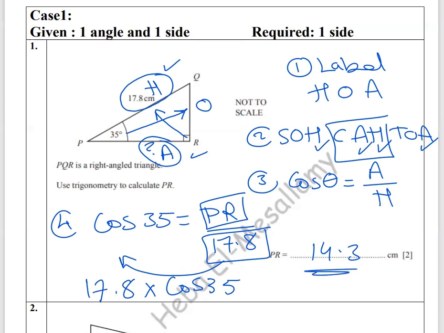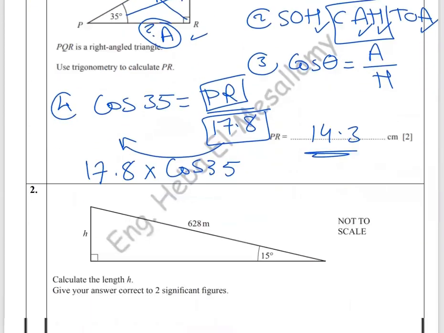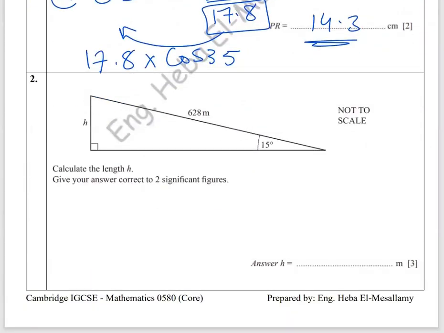That's the final answer for this question. Let's see the second one. Calculate the length h. Here I'm given also a side and an angle, as I told you at the beginning. So we are going to start labeling, which is step number 1.